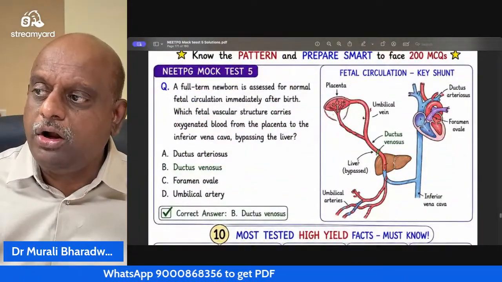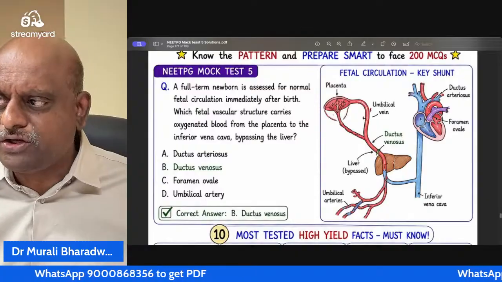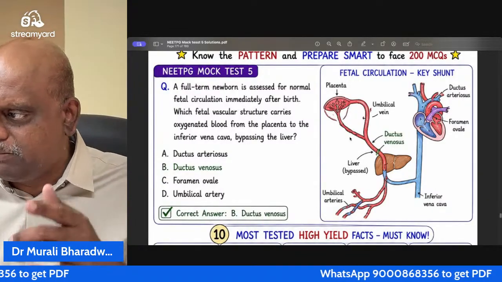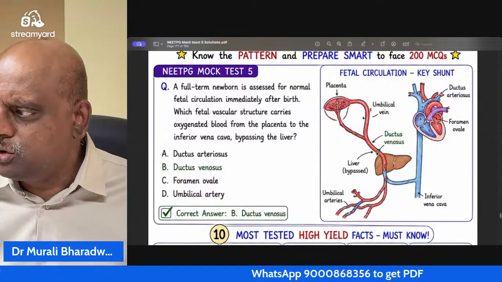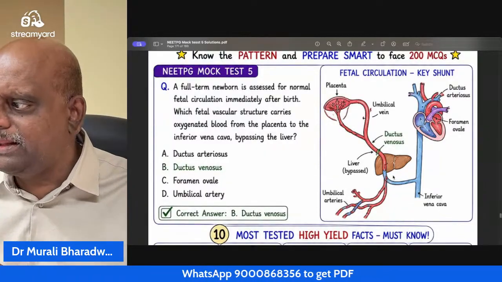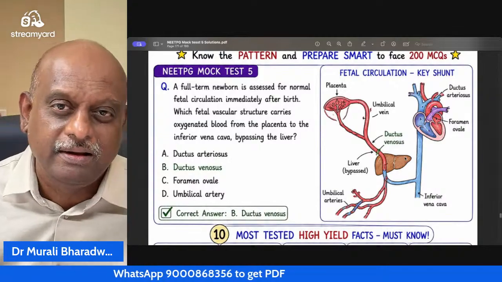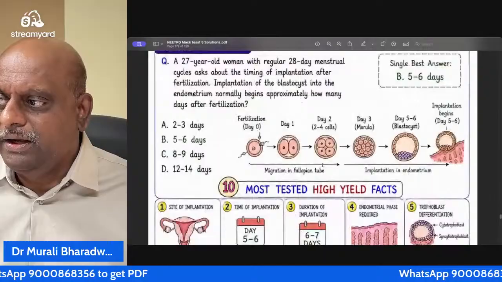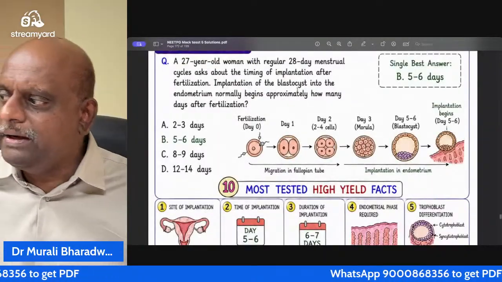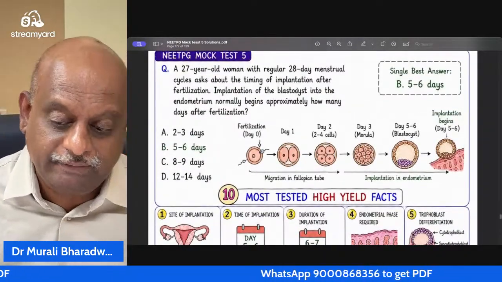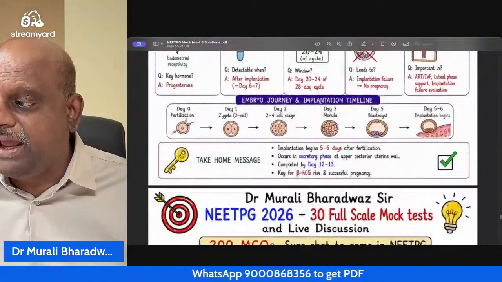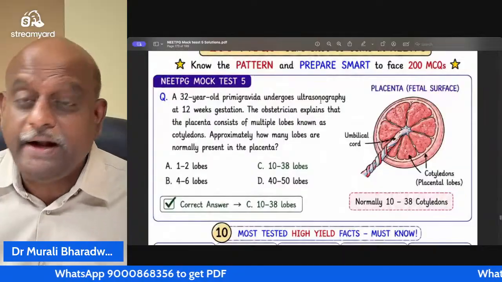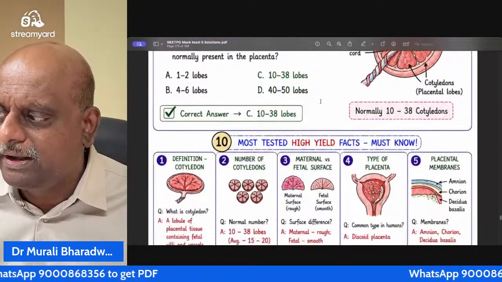Now, in the embryonic life, which fetal vascular structure bypasses the liver? So from the placenta, the blood will pass through ductus venosus before joining the IVC and bypassing the liver, because liver is not yet mature in the embryonic life. Now, implantation of the blastocysts typically occur by 5th to 6th day is what we need to remember. How many lobes are there in placenta, doc? 10 to 38 lobes are there in the placenta.